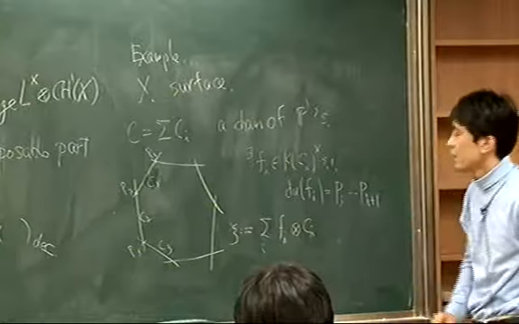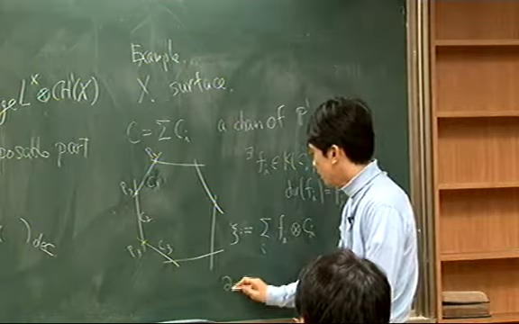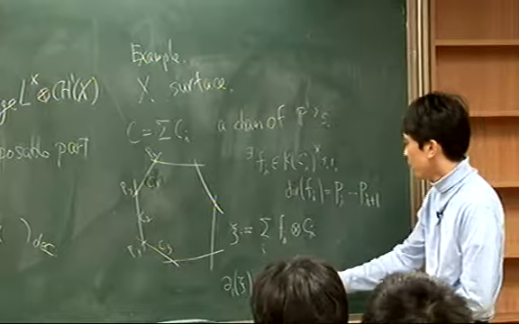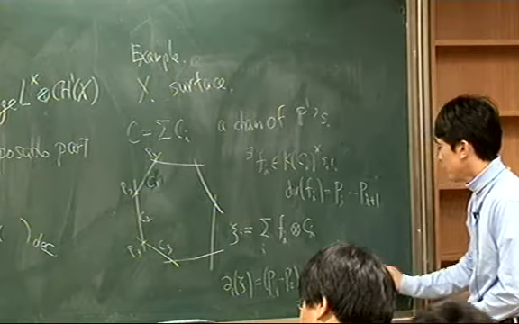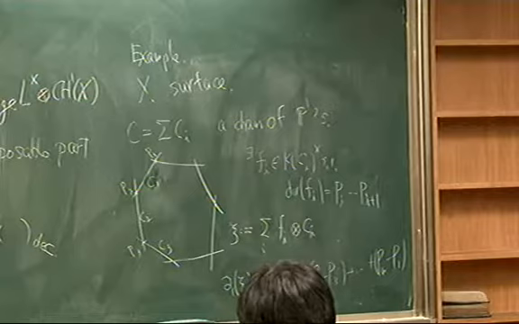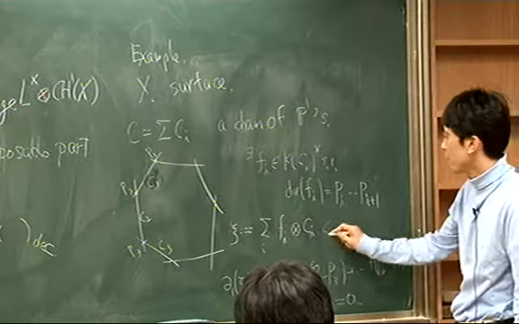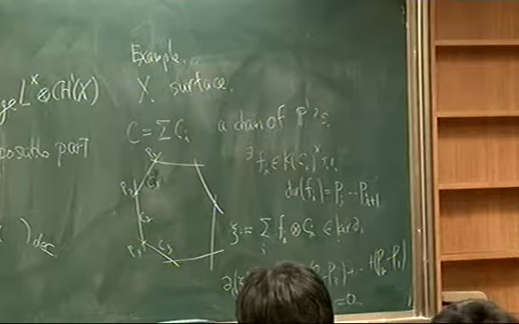Then the delta 1 of Xi is, by definition, P1 minus P2 plus P2 minus P3 and plus Pn minus P1. So this is zero. I mean, this is contained in the kernel of delta 1, so it defines an element in H1 K2.